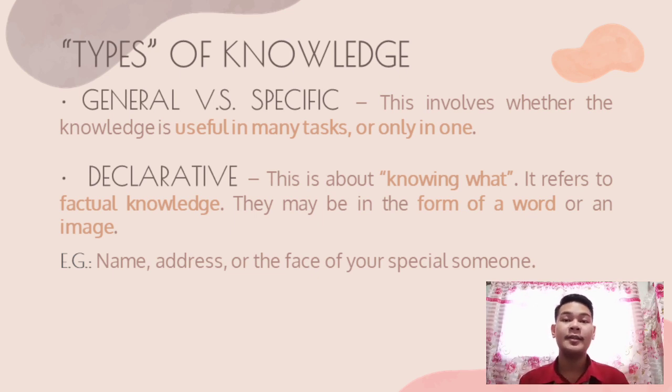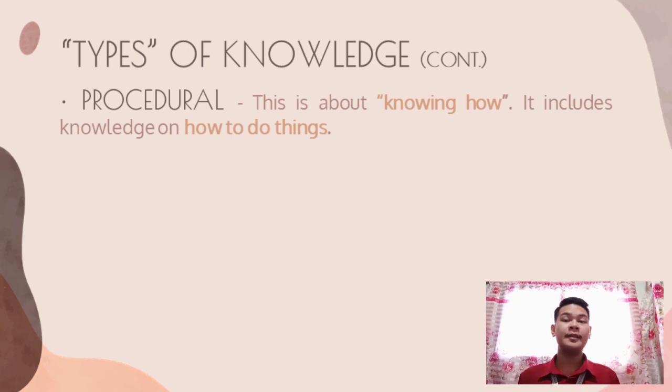Okay? Naintindihan nyo ba yung concept ng declarative? Declarative is knowing what, tandaan mo lang na term. Na it also refers to factual knowledge. Okay? After declarative, we have here the procedural. Okay, this is about knowing how. Kung kanina sa declarative, it is about knowing what. Sa declarative yun ha. Dito naman sa knowing how is the procedural.